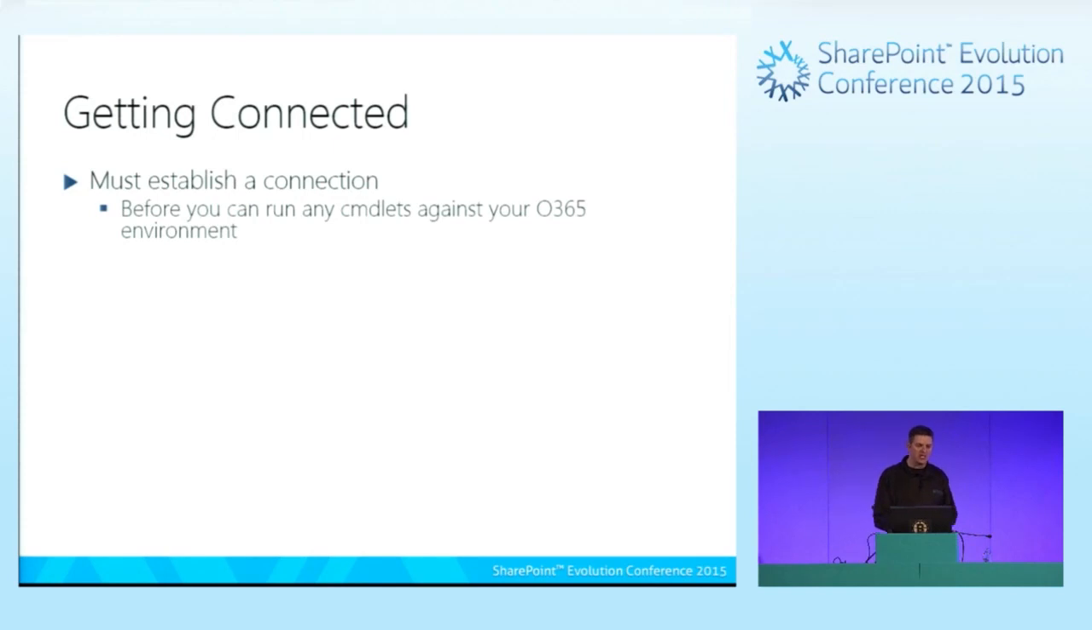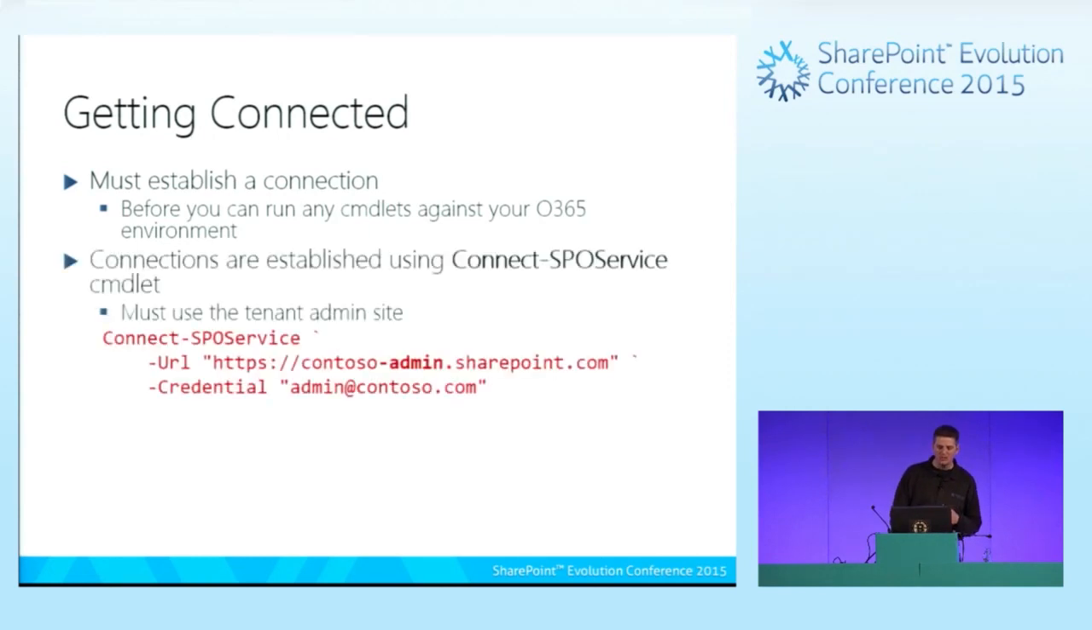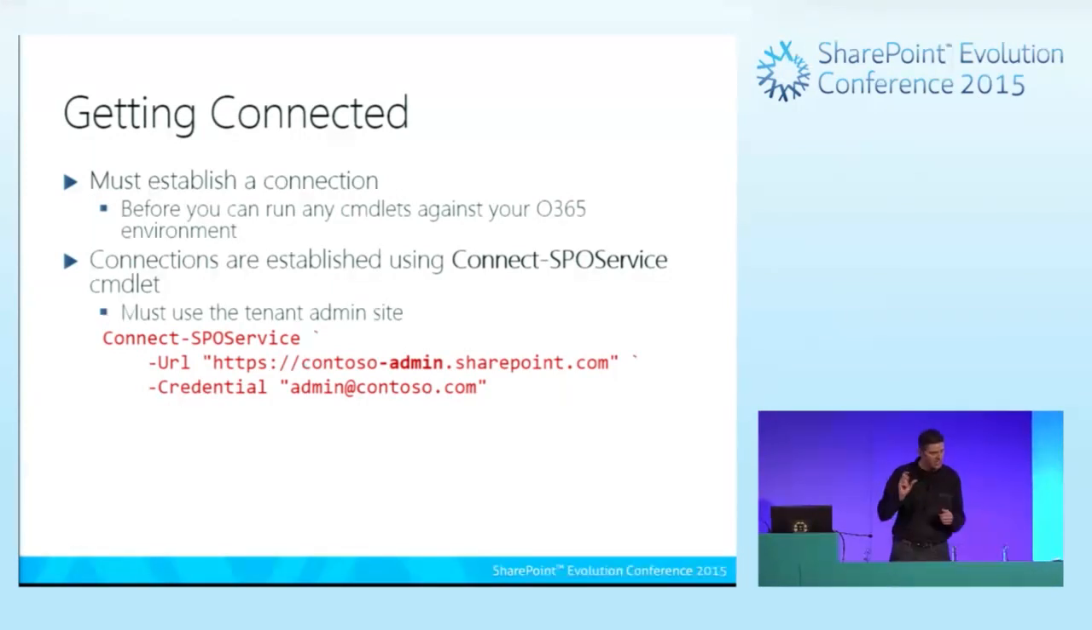All right, so in terms of getting connected, before you can actually work with any of the commandlets, you need to establish a connection to your tenant. And it's not a specific site collection or anything. You're going to connect to your tenant. Once you've established that connection, then you can start using the commandlets. And to do that, you're going to use the connect SPO service commandlet. And again, you have to use your tenant admin site. So here we're just going to call connect SPO service, pass in the URL of our admin site. So notice the -admin on there, and then our credentials.